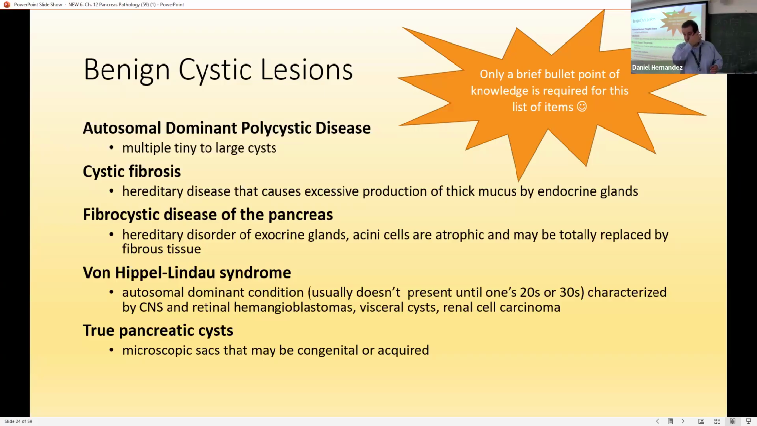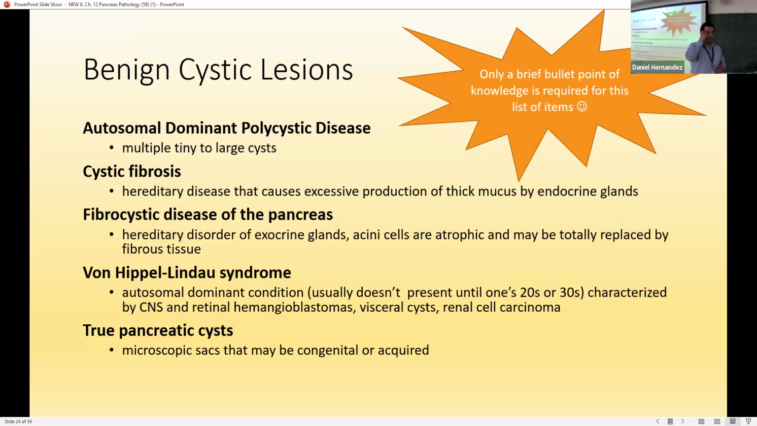We're definitely going to cover cystic fibrosis in peds. I know I talked to you guys about it in peds. One of the things it impacts is that patients who have cystic fibrosis have more likelihood of developing pancreatitis. There's also fibrocystic disease of the pancreas, again a hereditary disorder of the exocrine glands. When we're talking exocrine glands, those acinar cells are atrophic, so they're poorly formed or underformed, or may be totally replaced by fibrous tissue.